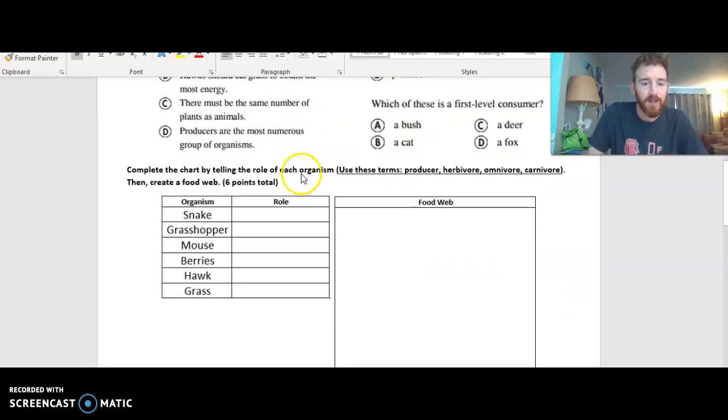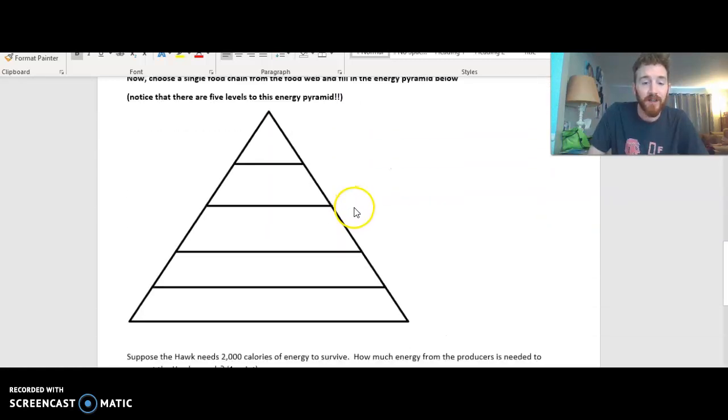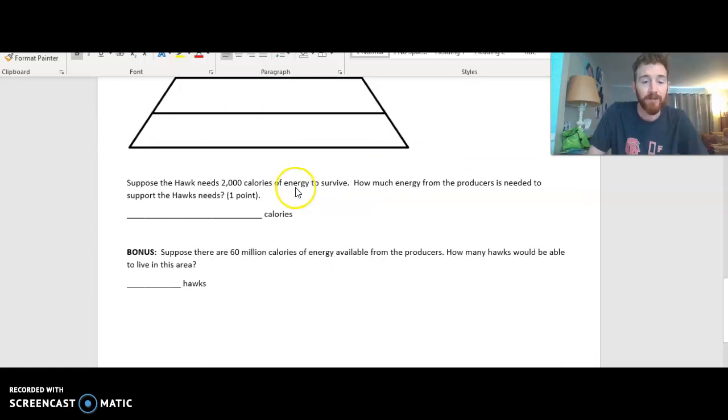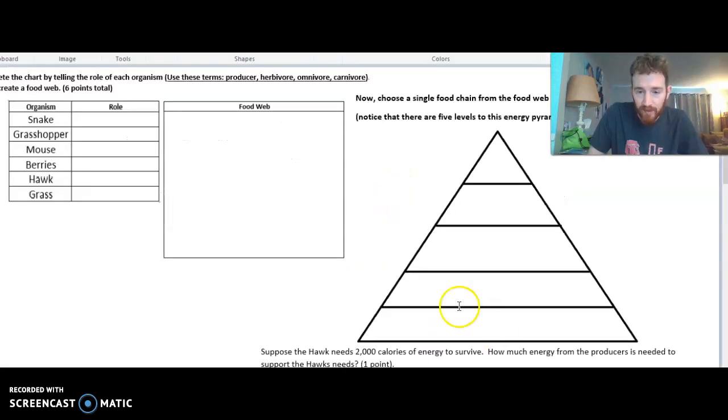Then what we're going to get to is this part with creating a food web and identifying some roles of these different organisms in an ecosystem. And then we're going to use that information to go to the back page, which is creating an energy pyramid, and then have a couple questions. This I'm going to really go over with you guys to give you a couple clues, okay? We'll do a little example here. So I'm going to go over to my other page I can edit.